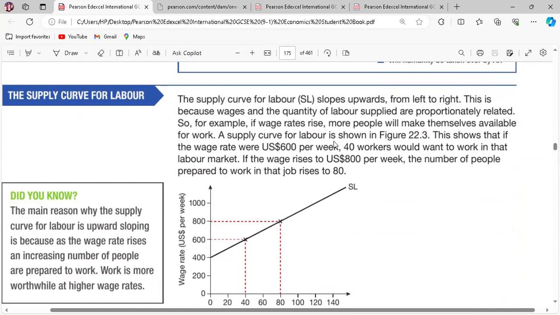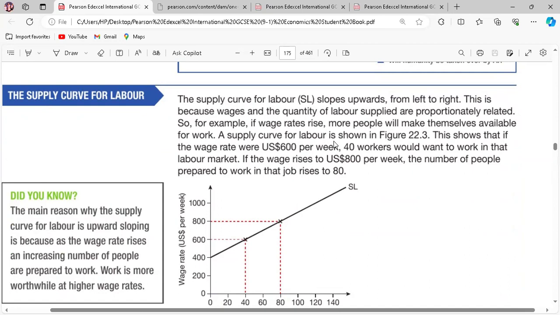So the supply of labor curve slopes upward from left to right. This is because wages and quantity of labor supplied are proportionally related. That means there's a direct relationship between wages and quantity of labor supplied. So it is upward sloping, from left to right. So they said, if wage rates rise, more people will make themselves available for work.